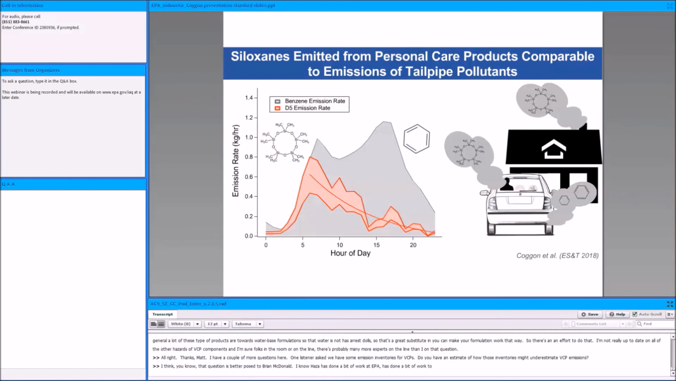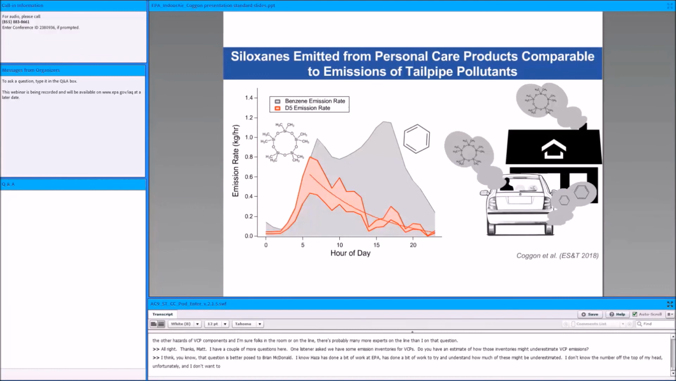these might be underestimated. I don't know the number off the top of my head, unfortunately, and I don't want to give a number without really knowing it. But if I can remember from Brian's paper, I believe it was close to a 30-40% underestimation. He had to do a bottom-up. He had to change the inventory a bit and did a mass balance approach to really constrain that number. But I don't know it off the top of my head. And if the listener wants to email me, I could certainly point them in the right direction.